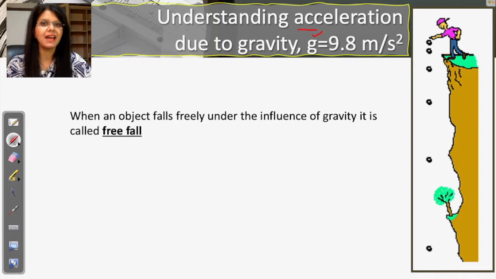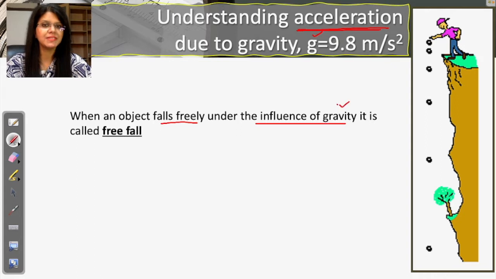It is an acceleration. And when does this acceleration occur? When some object falls under the influence of gravity. So G, when we say 9.8 meters per second square, you should be very clear about it. G is not a speed, G is not a force, G is not a time, distance or any other entity. G is an acceleration. Let us understand what it means with the help of an example. When an object falls freely under the influence of gravity, it is called free fall.